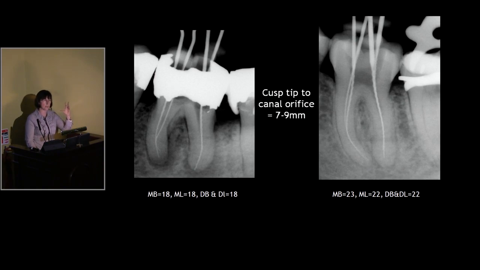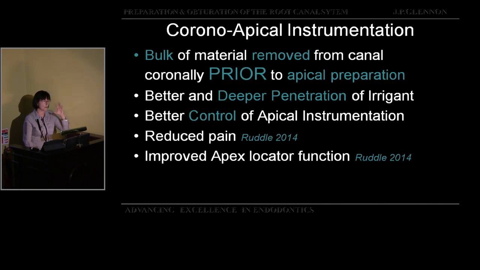That's a lot of contact, that's a lot of dentine being worked. You have very poor tactile feedback with that, and it creates ledges and creates a lot of dentine debris. So we coronally prepare to try and eliminate that problem. And that basically means that we're removing the bulk of the material coronally before we prepare apically. It allows better penetration of the irrigant and deeper penetration of the irrigant.